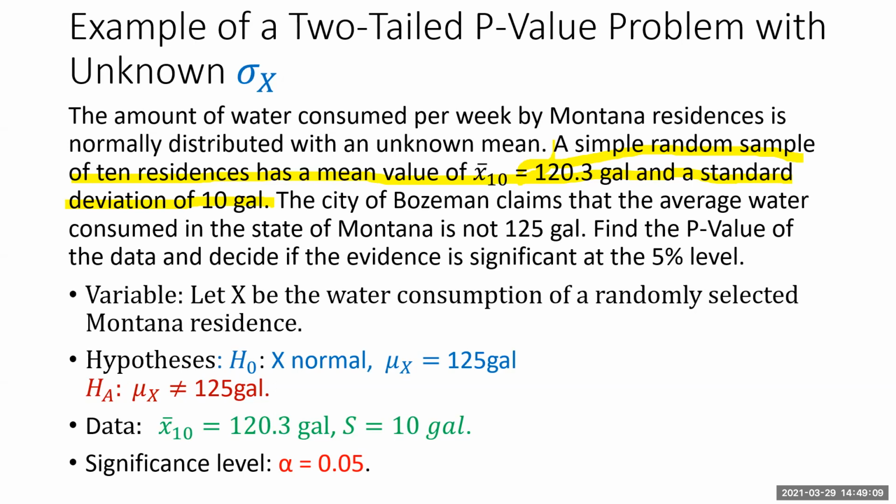So you have to pay attention when they tell you the standard deviation. Look at the subject of the sentence here. Notice, was it the sample or was it the population? So because we do not know the population standard deviation, now we're going to have to do a t-test, not a z-test, at the 5% significance level.